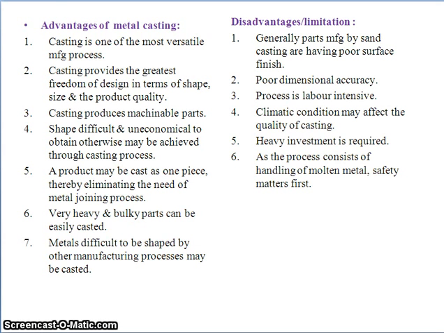The process is labor intensive, because even if a single casting is required to be manufactured, we require different setups, such as pattern making, mold making, core making, melting, fettling, inspection, testing, etc. Climatic conditions may affect the quality of the casting. Heavy investment is required. As the process consists of handling molten metal, safety always matters first in the metal casting process.